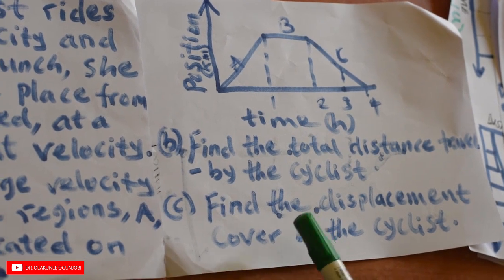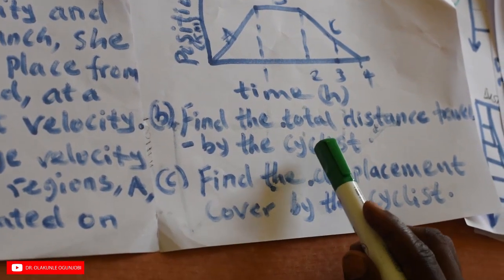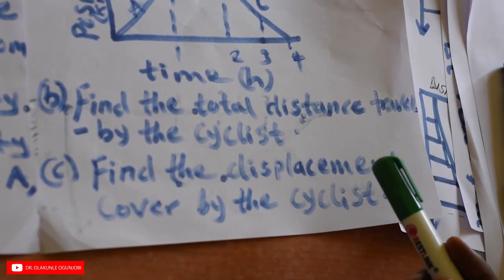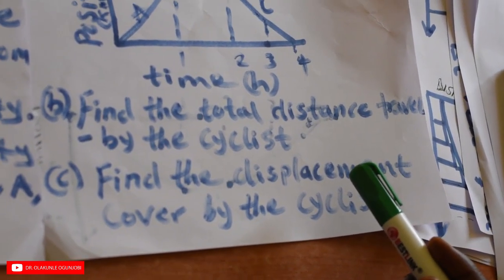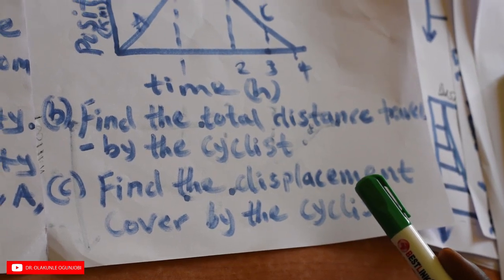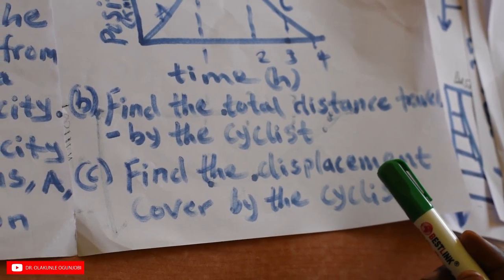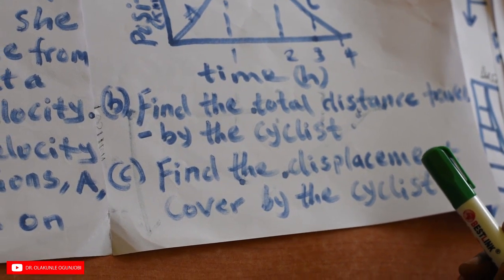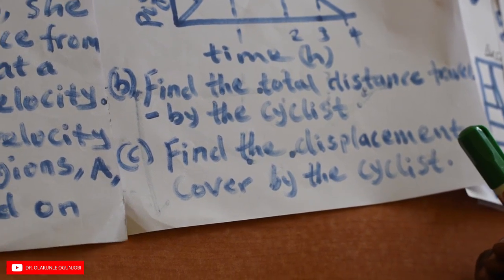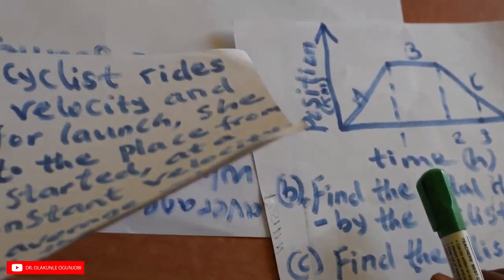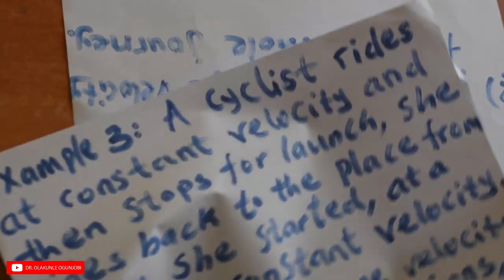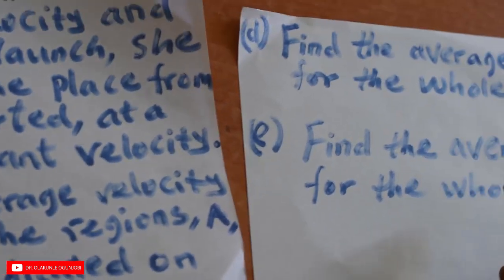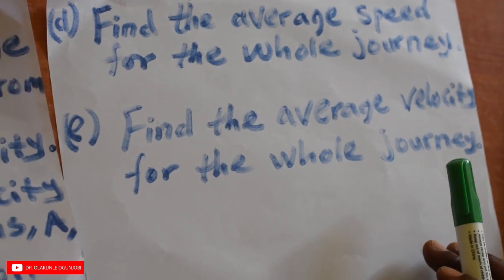Another thing I want you to do is to find the total distance traveled by the cyclist. What's the total distance from point A to C? I also want to know if you can find the displacement covered by the cyclist. I would like to see that. Just go through the comment section and try your best. I'll be there to see you.